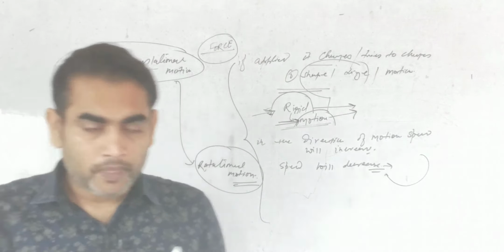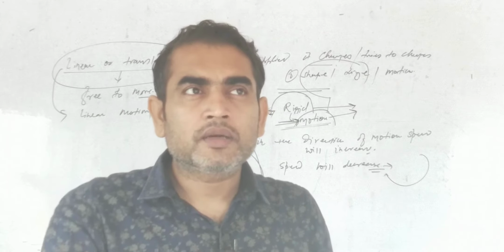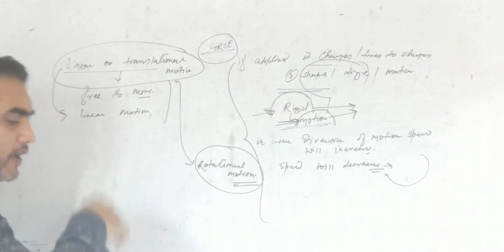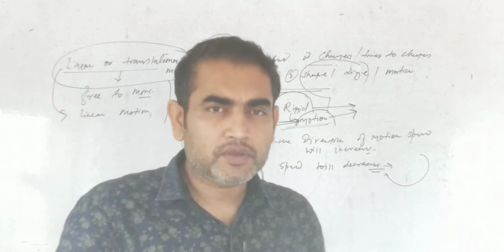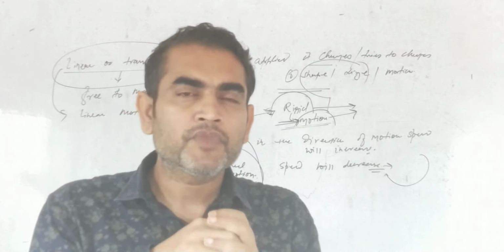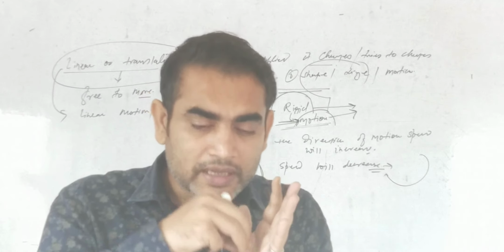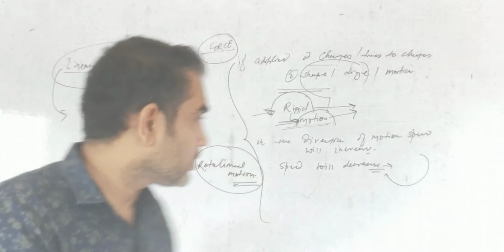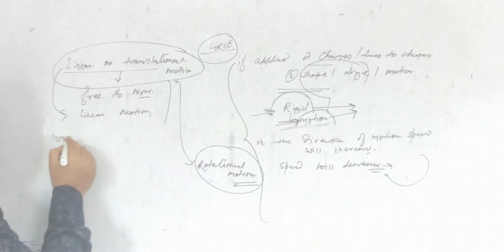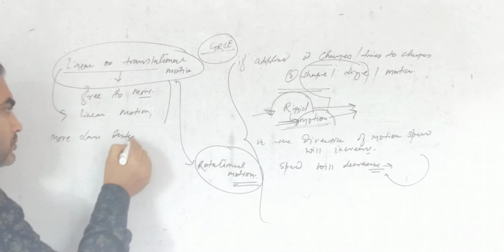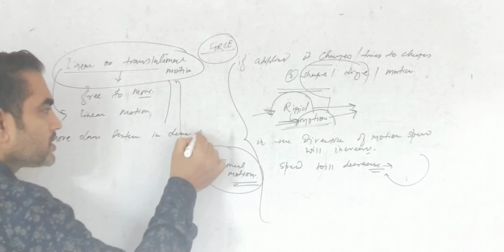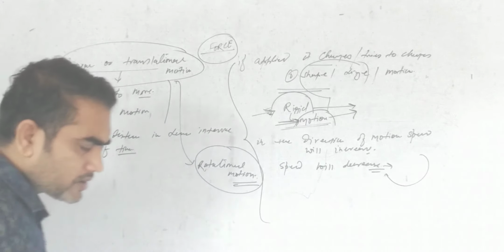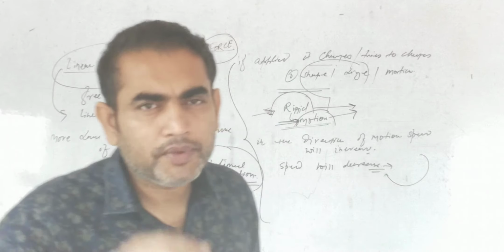First understand what is translational motion and what is rotational motion. Whenever each and every point of a particle, each and every part of the particle, moves the same distance in the same interval of time, it is said to be linear or translational motion. Whenever this is done, under that situation the motion is said to be translational.